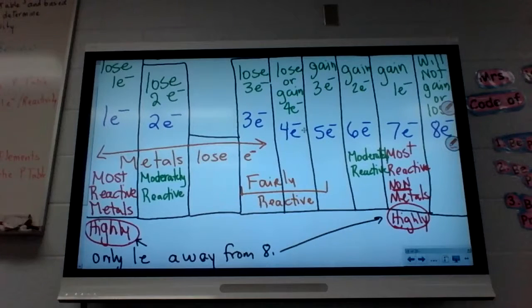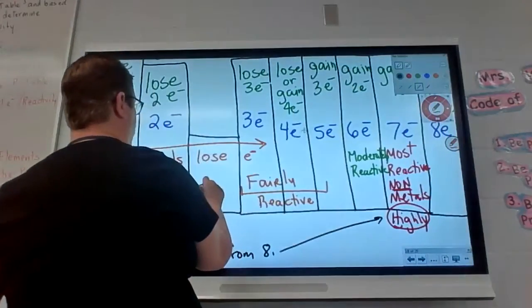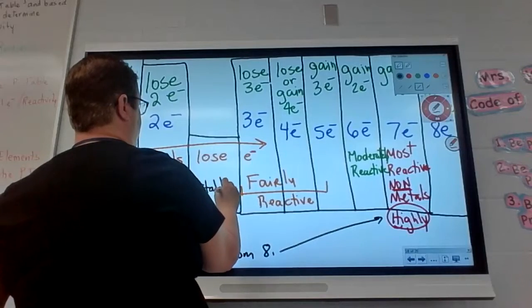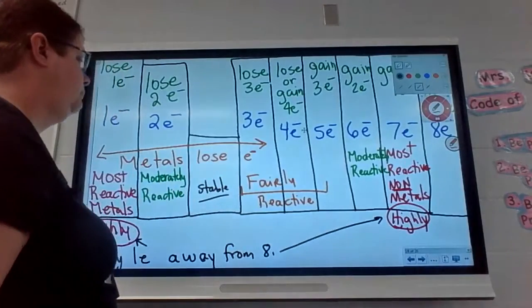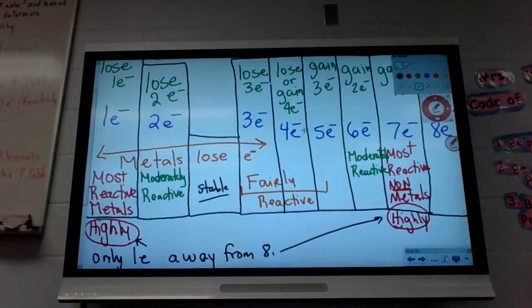Now, I will tell you, just because we're talking, these are, for the most part, pretty stable. They're a lot like groups 13 to 15, but they're not going to ask you about the transition elements.